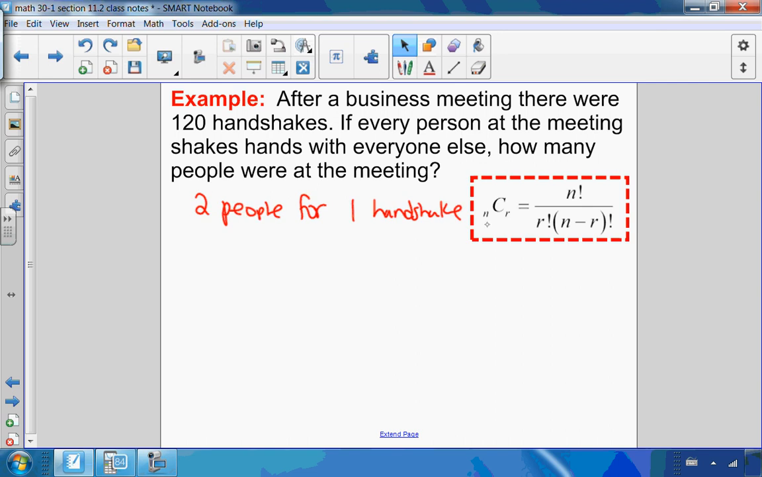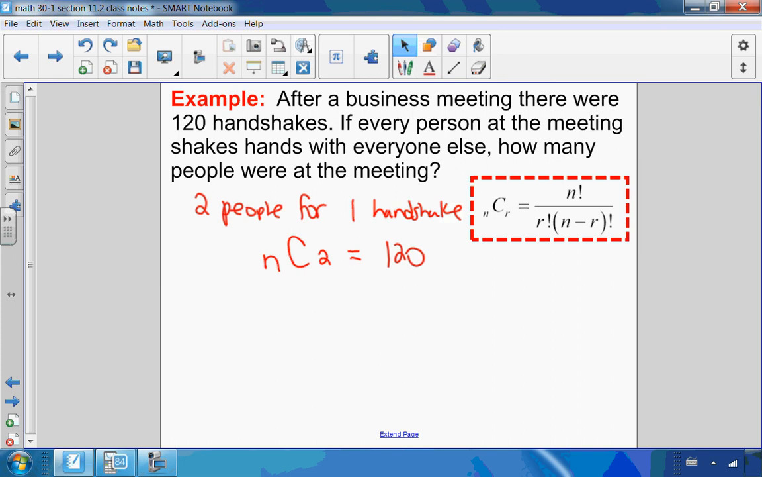Does it matter whether person 1 shakes person 2's hand or person 2 shakes person 1's hand? Does it matter the order in which they shake hands? In fact, it doesn't. You just need 2 people to shake a hand, so this is a combination question. We don't know how many people are at the meeting, but we know that we need 2 to do a handshake, and there were 120 handshakes that occurred. So we're going to solve nC2 equals 120.